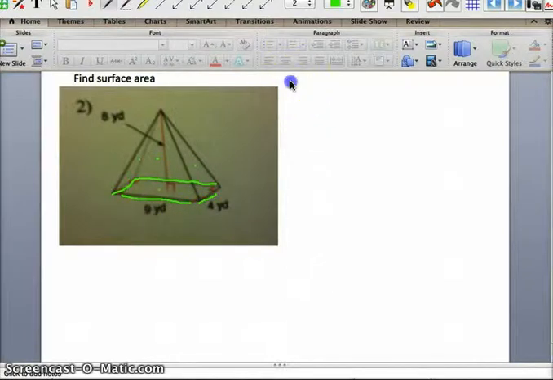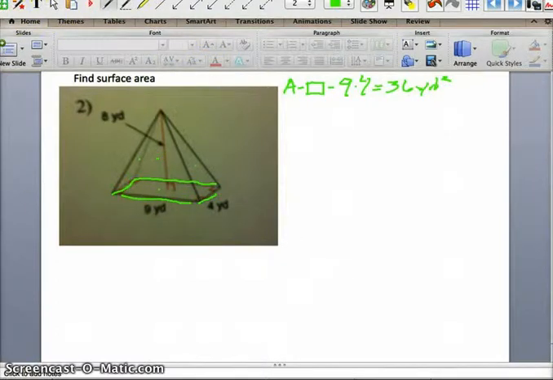First one, let's take the area of the rectangle. We know that the area of a rectangle is going to be the base times the height, and so therefore we've got 9 times 4, which is going to equal 36. Okay, so that's going to be 36 square yards, because everything, you notice down here, the units are in squares.